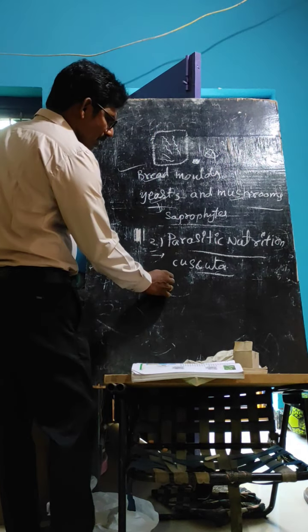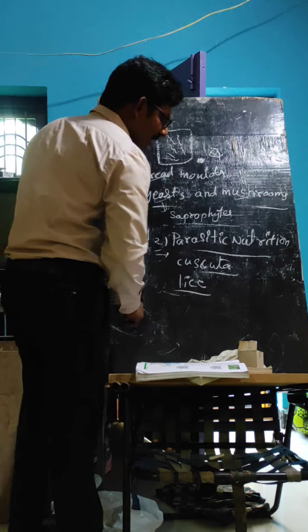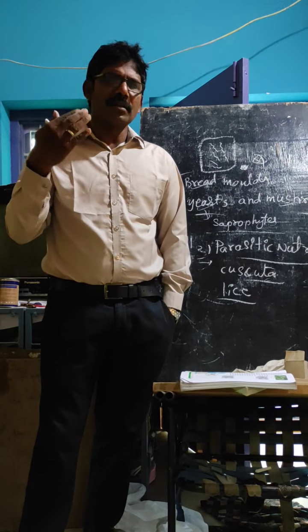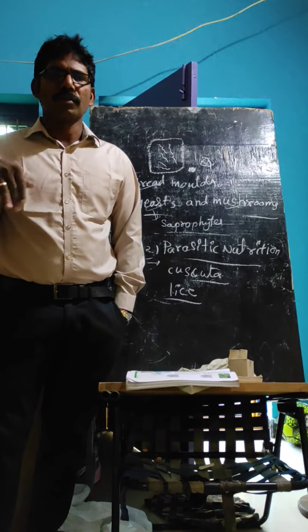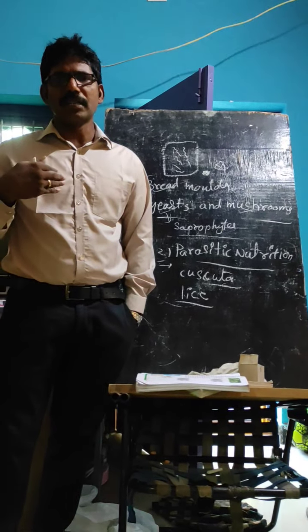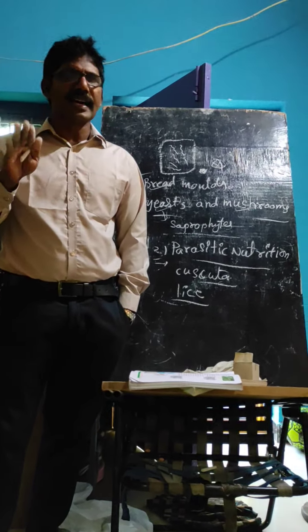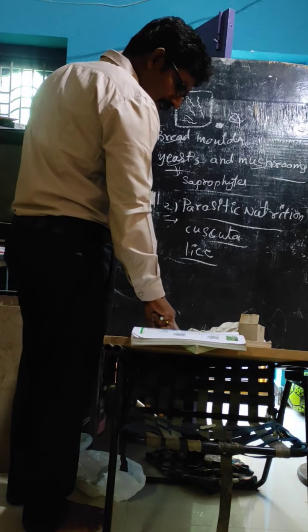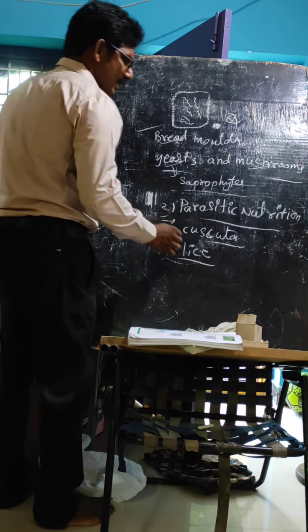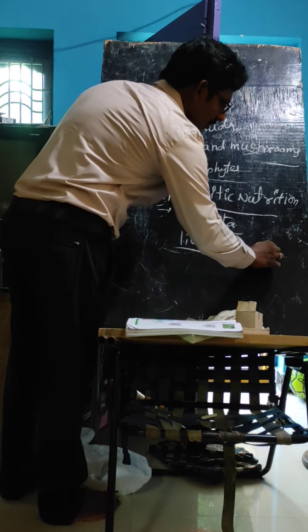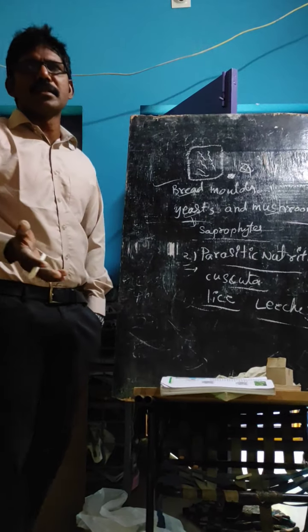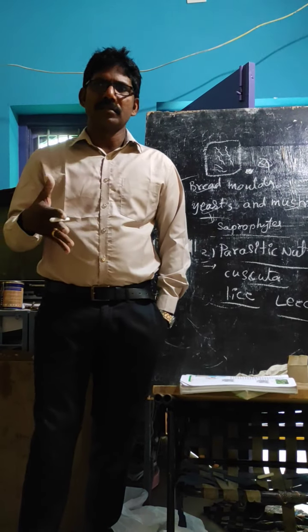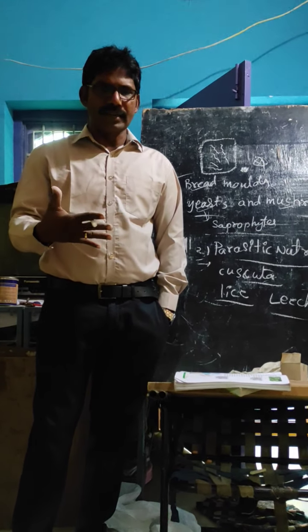Next one, lice. We know lice, they live on our head. They cause itching, but even though there may be many, they do not harm us much, but they suck blood and survive. And what about leeches, called jalagalu? When animals enter the water for drinking or other purposes, leeches suck their blood.